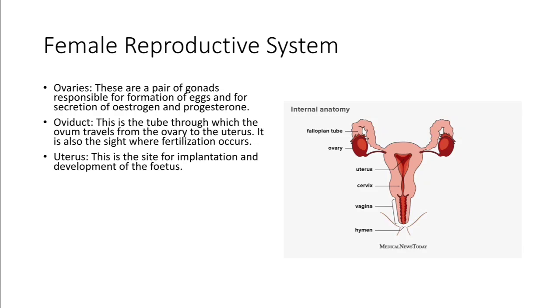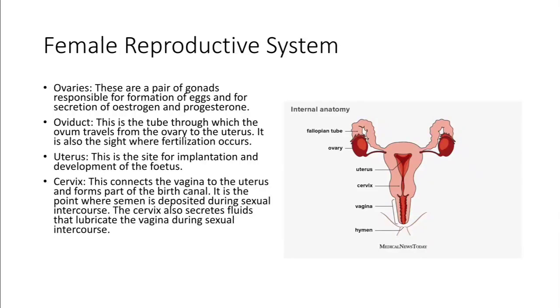That is where an egg will be implanted. It's like the ground where you plant a seed and then it begins to grow. It's the same thing with the uterus. It's just the site of implantation, the ground where the egg is going to be implanted, and then it will start developing from there. So that's the function of the uterus. Cervix.